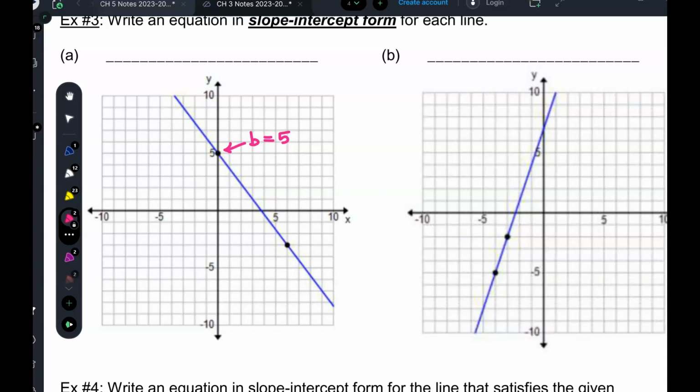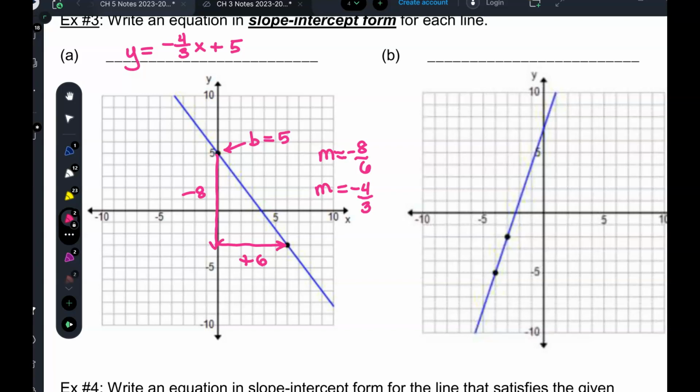Okay, so I'm going to count. It looks like it goes down 8 units, and then over to the right 6. So my slope, we want to reduce that, would be negative 4/3. So it's y equals negative 4/3 x plus 5. Okay.